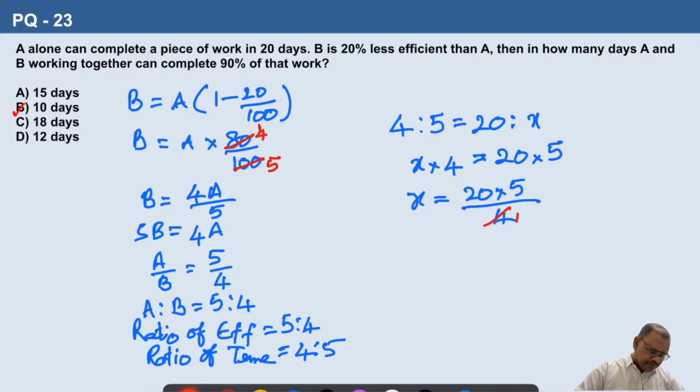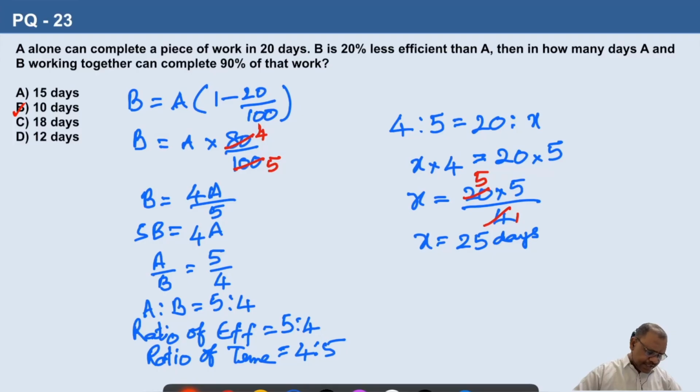4 ones, 4 fives. So what is remaining here? 5 into 5, 25. So time taken by A is 25 days. So the question is, in how many days A and B working together can complete 90% of the work?